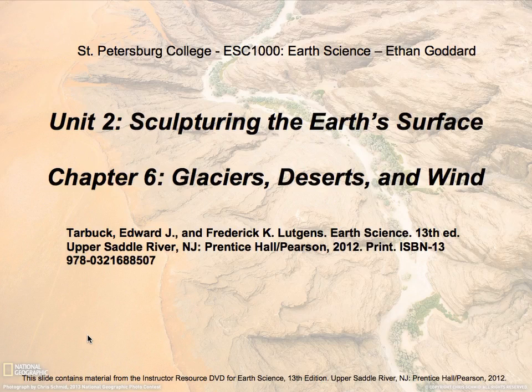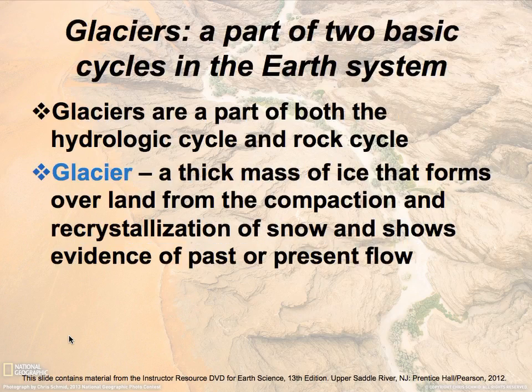Anyway, Unit 2, Sculpturing the Earth's Surface, Chapter 6, Glaciers, Deserts, and Wind. Glaciers are part of two basic cycles in the Earth system. And what I mean by that is that glaciers are both part of the hydrologic cycle and the rock cycle. They form and grow and are reduced in size due to changes and variations in the water cycle, or how water moves in global pathways.